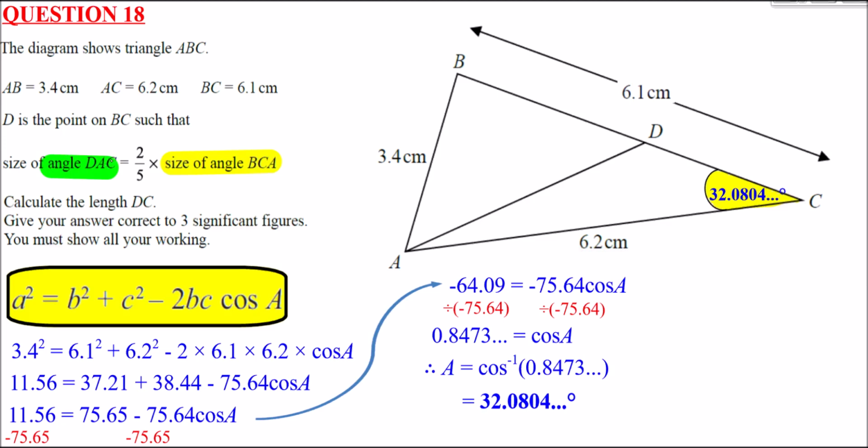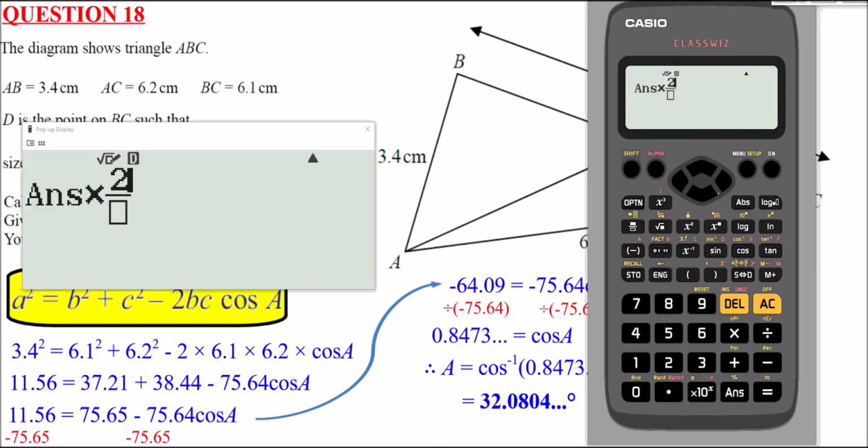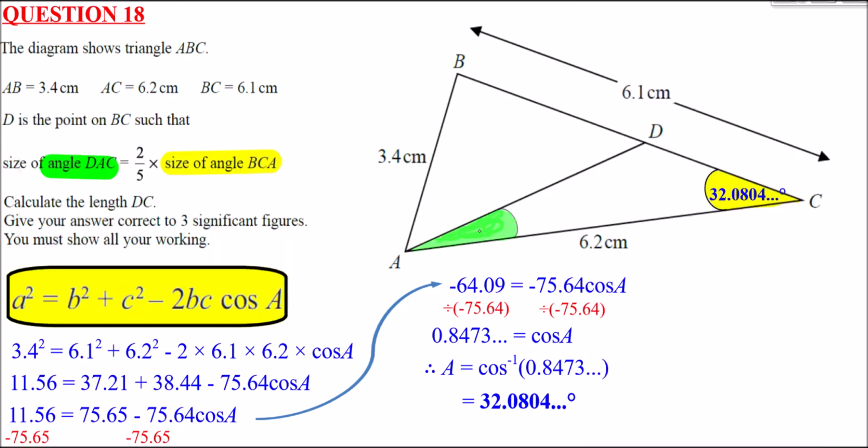We just work out 2/5 of this angle here. So if we do that, take it and times by 2/5, basically working out 40% of it, we get that this angle here is about 12.832. So we can label this in, 12.832, and a bit more accuracy if needed.